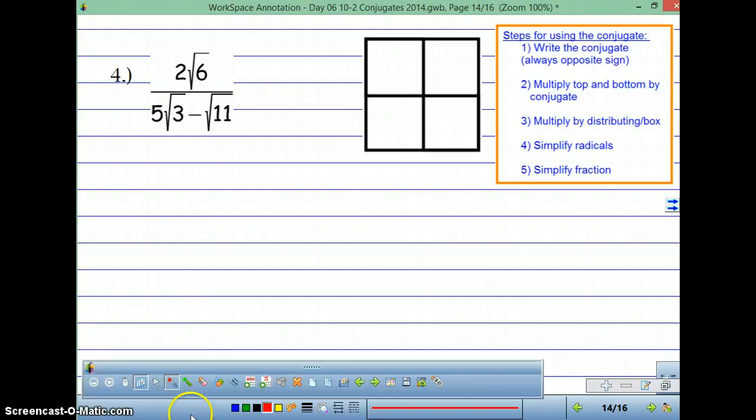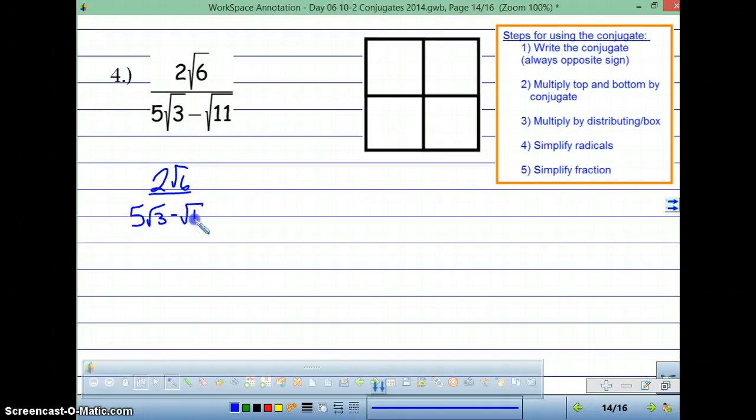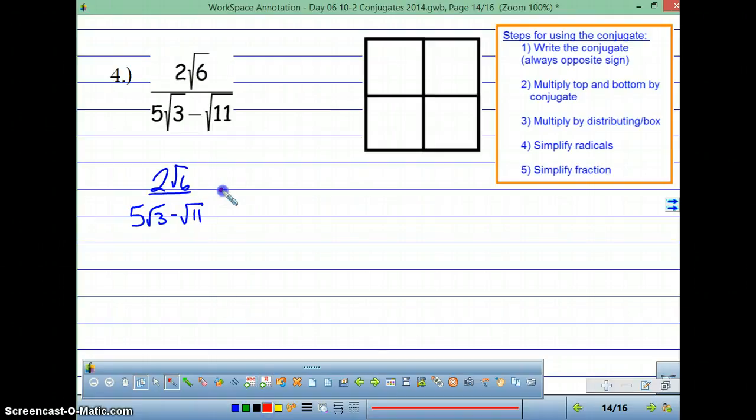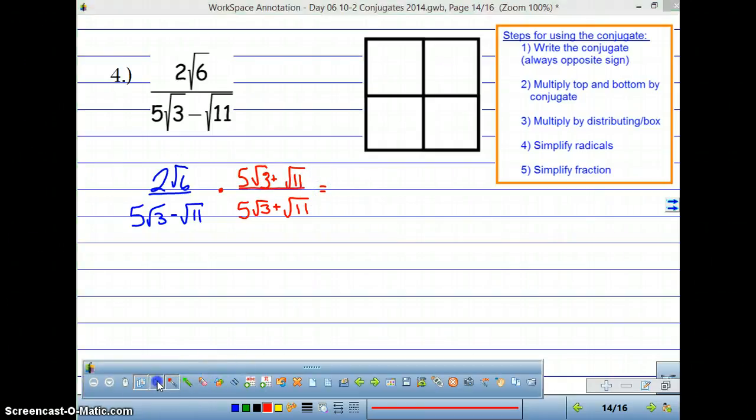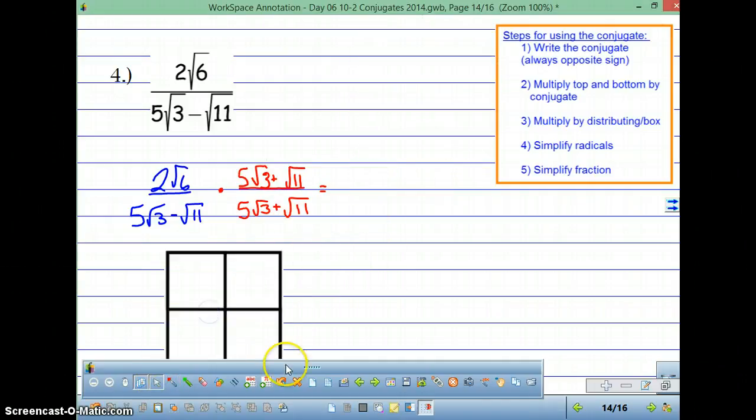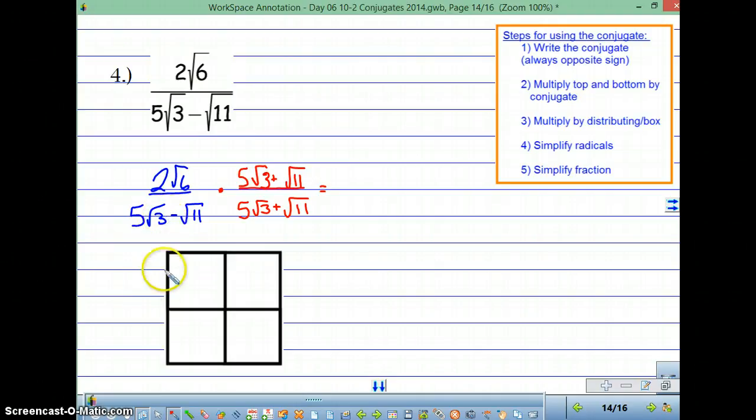Let's try another one. See if I have enough time to finish this one. Let's try 2 root 6 over 5 root 3 minus root 11. Multiply. We're going to use the conjugate. So 5 root 3 plus root 11. And on the numerator, the same thing. Okay. Start with the denominator. Let's pull an area model down here. We've got 5 root 3 minus root 11 times 5 root 3 plus root 11.